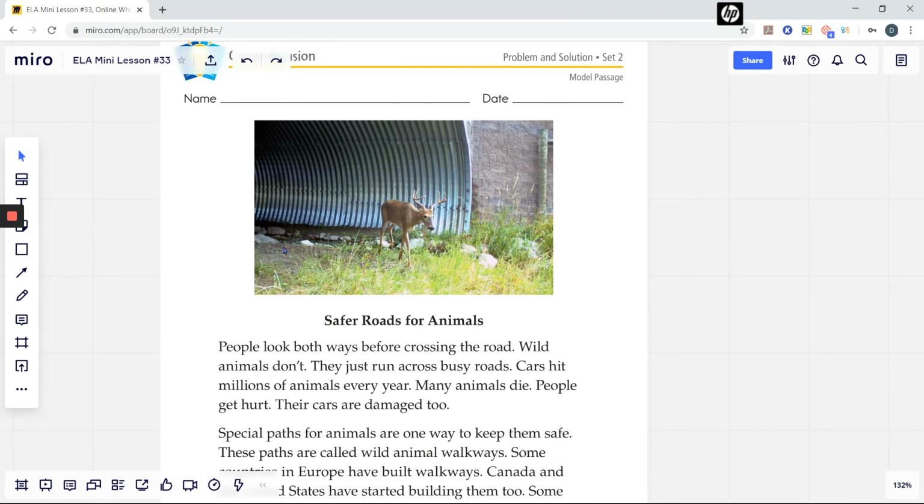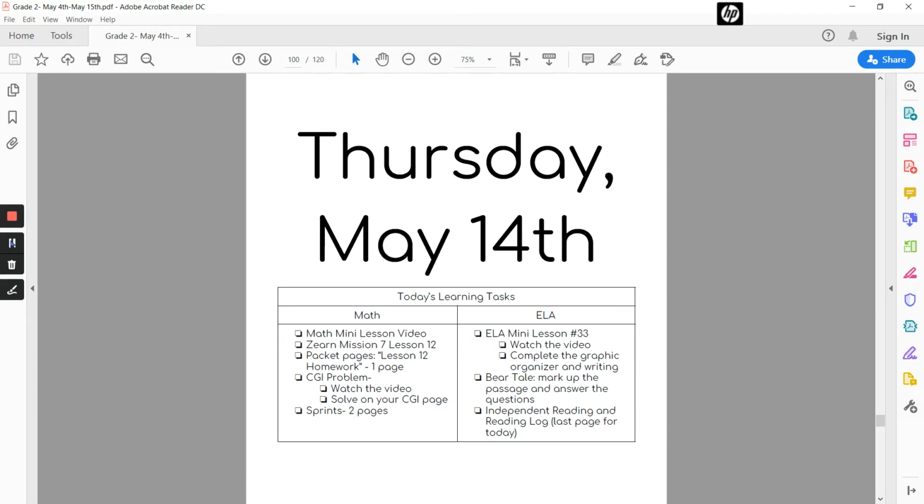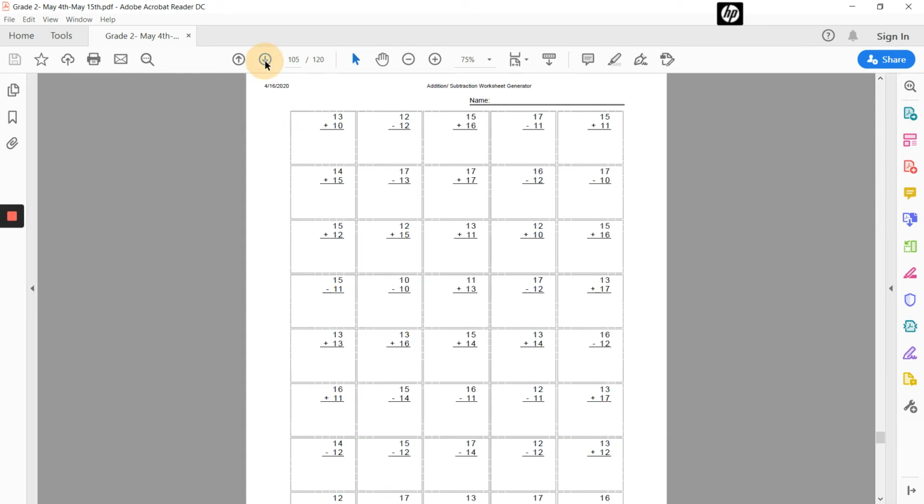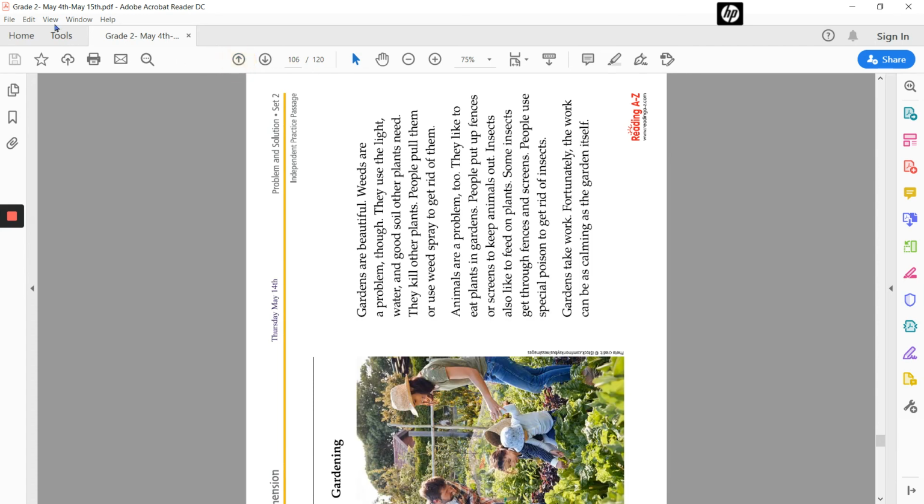If we look at this picture at the top, this is actually a type of wild animal crossing. It goes under the road so the deer can walk without going near the road. It goes underneath and stays away from the traffic. Now we can get started in our work in the packet today. So make sure you're on Thursday, May 14th, and scroll until you get to the passage.